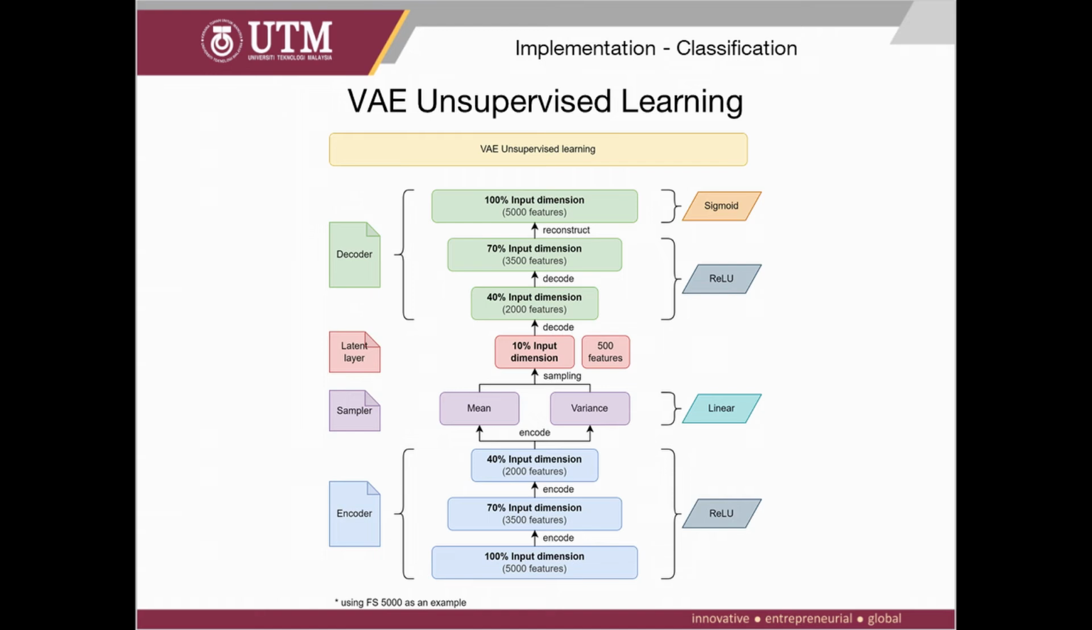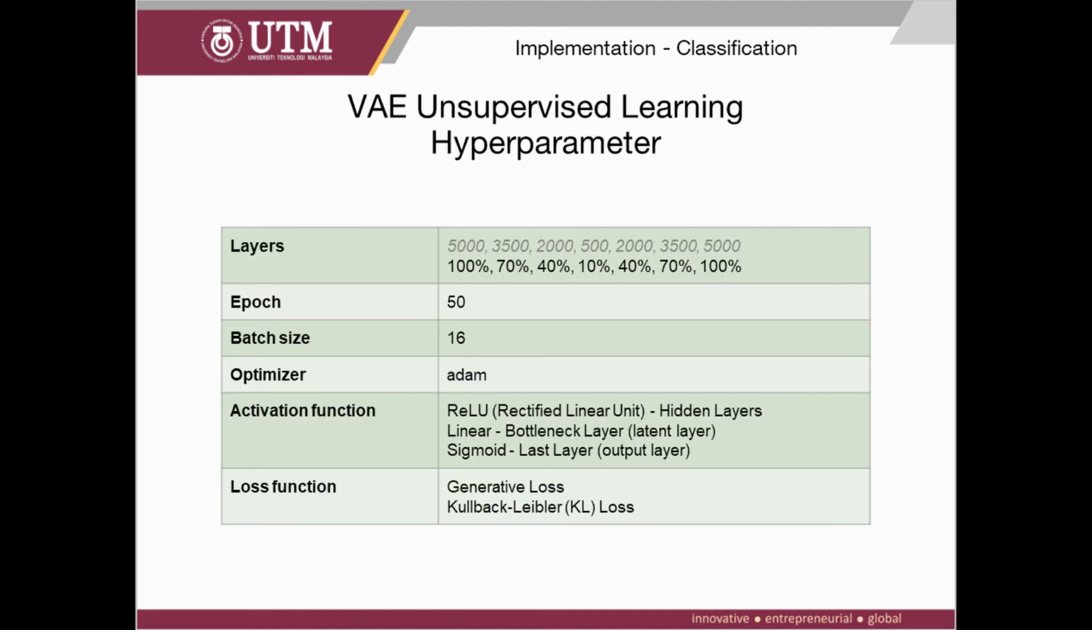This is the neural network for the unsupervised learning of the VAE model. The neural network structure is generally the same as the SDAE model, except there is no noise introduced to the model and the VAE model contains an extra sampler layer. The hyperparameters used for the VAE unsupervised learning are also very similar to the ones in SDAE. The only exceptions are the activation functions and the loss function.